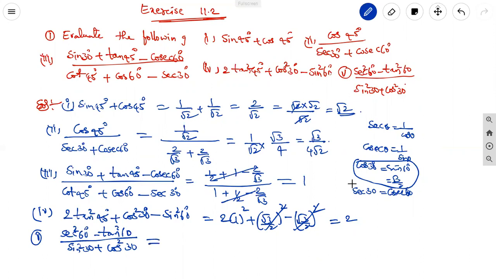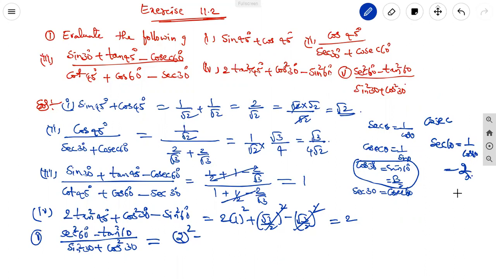That is equal to secant square 30 minus cosecant 60, that is root 3 by 2, that is 2 by root 3. Here, secant 60 means 1 by cos 60. Cos 60 is 1 by 2, so it's 2 only. So, secant 60 is 2, whole square, minus tan 60.